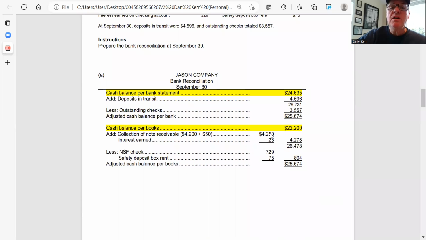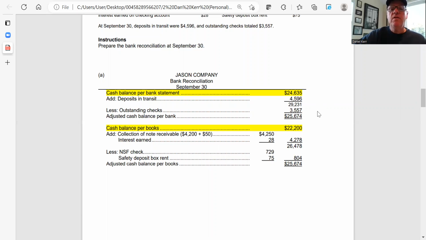So now we've got to prepare a bank reconciliation at September 30th. When you see this on the exam and in real life, always put the name of the company, the fact that it's a bank reconciliation, and the date of the cutoff, which is September 30th. You've got two starting points. Whether you put one on top of the other or side by side, whatever works best for you, you have to start with the balance per the bank and the balance per the books. And as we said before, they're not going to be equal. So let's do the balance per the bank first.